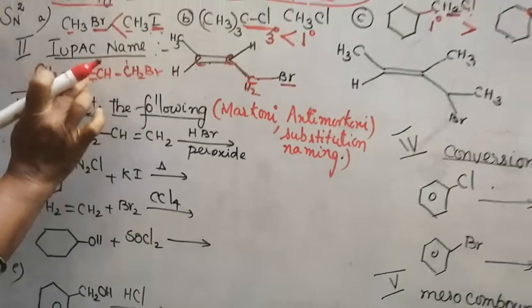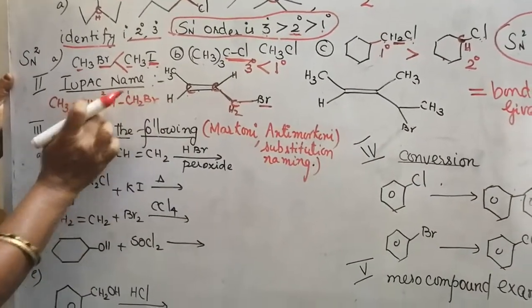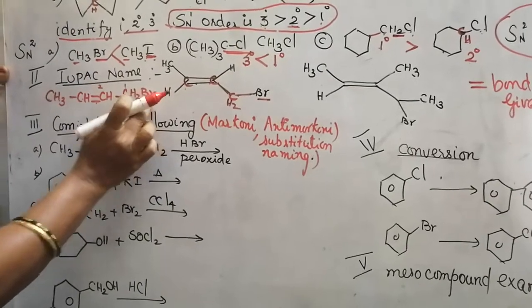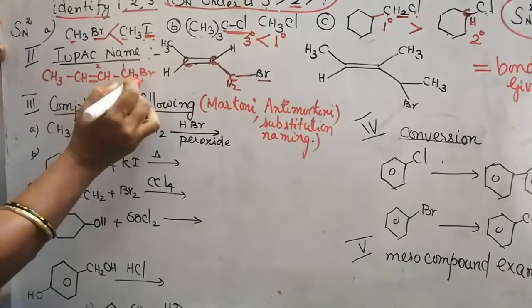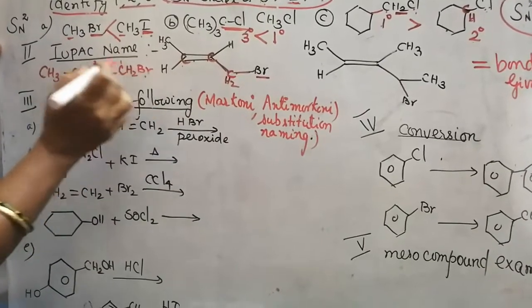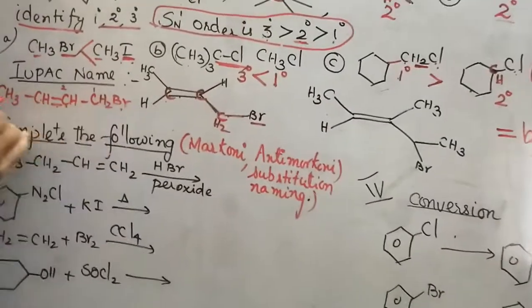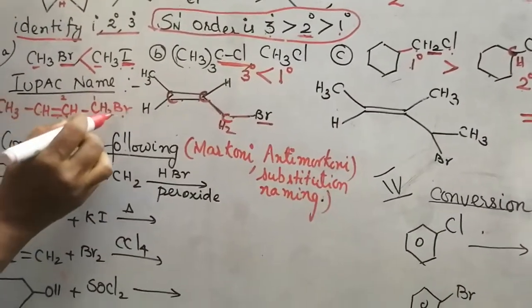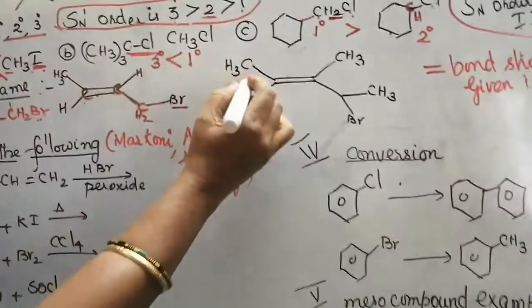So we have to give preference to the double bond only, but bromine is also there. If we come to this side, bromine is also getting the lowest number, and the double bond is also getting the second number. So the name of the compound is 1-bromo-2-butene. It is butene because the parent chain has 4 carbon atoms. So 1-bromo-2-butene.